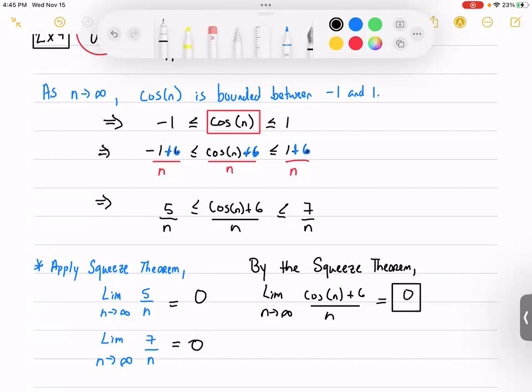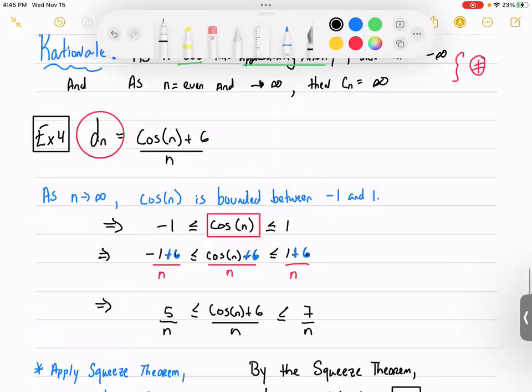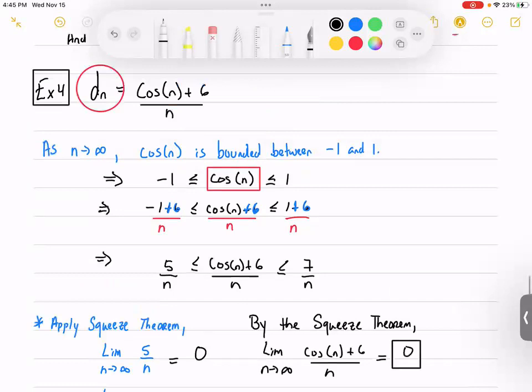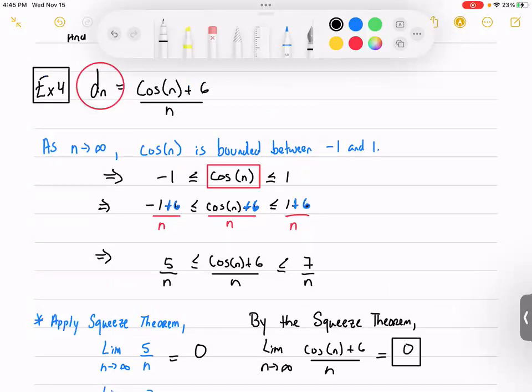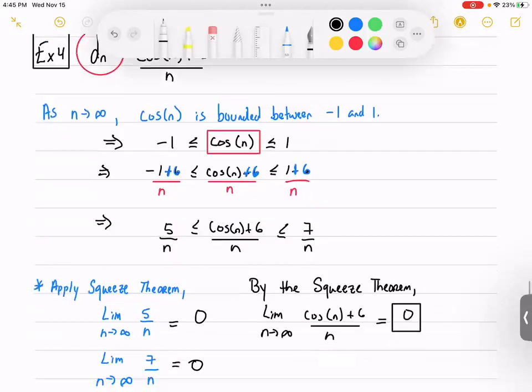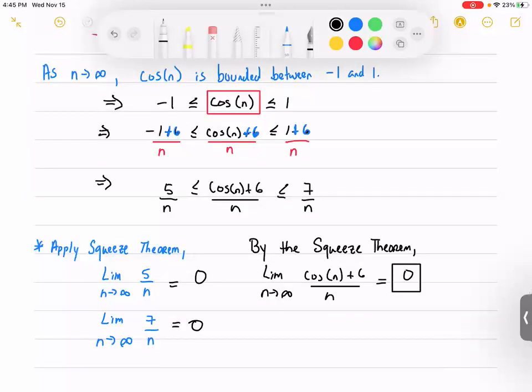Okay. So sometimes you've got to check whether or not you have something that's bounded above and below. For example, cosine of n was bounded from -1 to 1. Therefore, cosine of n plus 6 would be bounded between 5 and 7. And then you just divided everything by n. Compute the limit of the endpoints, 5 over n and 7 over n. As n goes to infinity, you get zeros. So because those two are the same thing, by the squeeze theorem, the middle also goes to 0. And that's it.